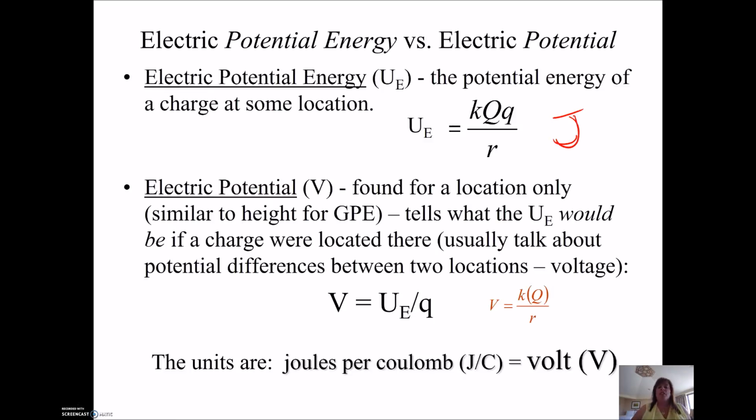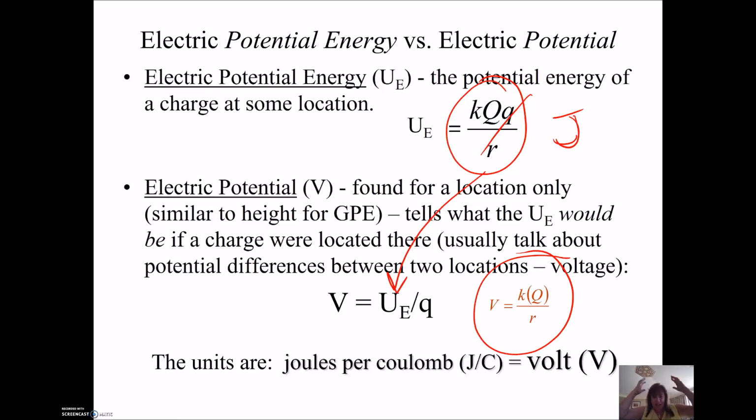So potential, if we take our electric potential energy equation, we plug it in here, it's the potential energy per unit charge. So when we do that, notice that Q disappears and we're left with this equation, which kind of looks similar to that equation, which kind of looks similar to the electric field equation, except there's not an R squared on the bottom. I know, sorry.